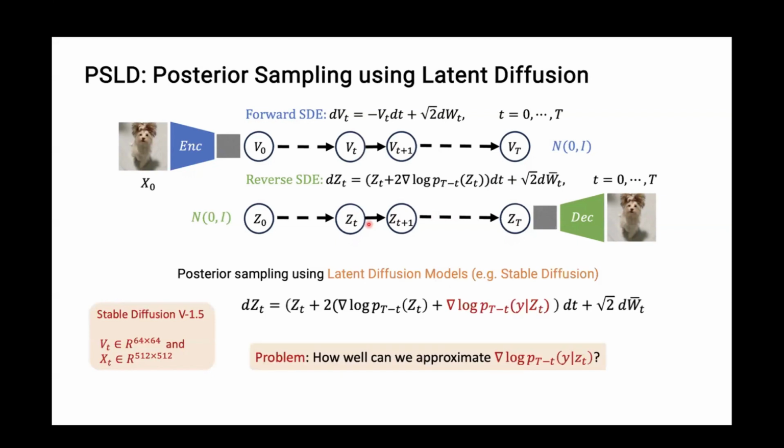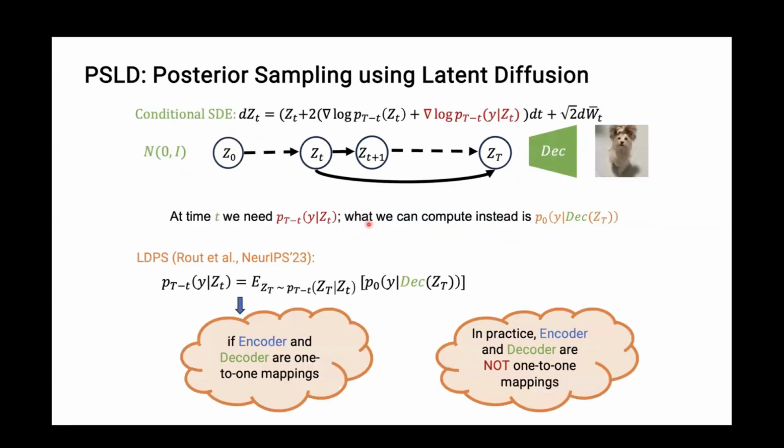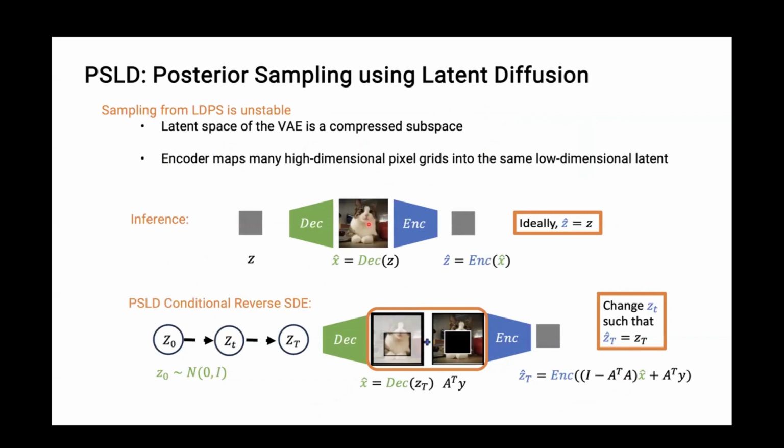Okay, you can make this formal, and you can get an exact expression for this thing only if encoder and decoder are one-to-one maps, but they are not. Because of that, it leads to blurry images. This works reasonably, but it gives again some blurry images. So you can say, okay, let me try to fix it in a different way.